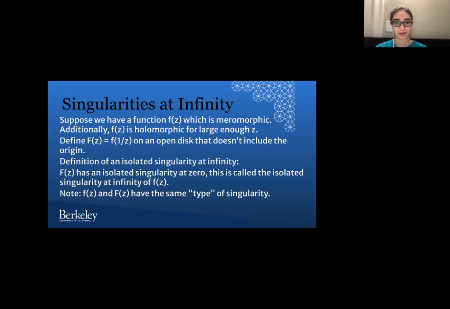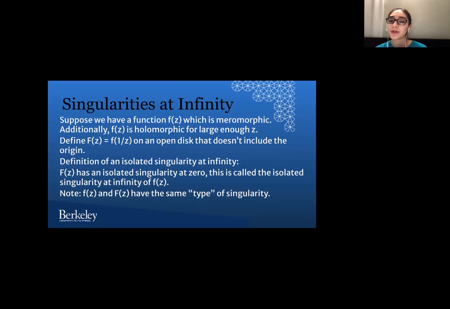So now I want to talk about singularities at infinity a little bit. Suppose we have a function f, which is meromorphic, and f of z is holomorphic for large enough z. What this means is that there exists some positive radius, capital R, such that f of z is holomorphic when z is outside of that radius. So for a large enough disk, the function will be holomorphic outside. And this equivalently says that the norm of 1 over z is strictly less than 1 over that radius.